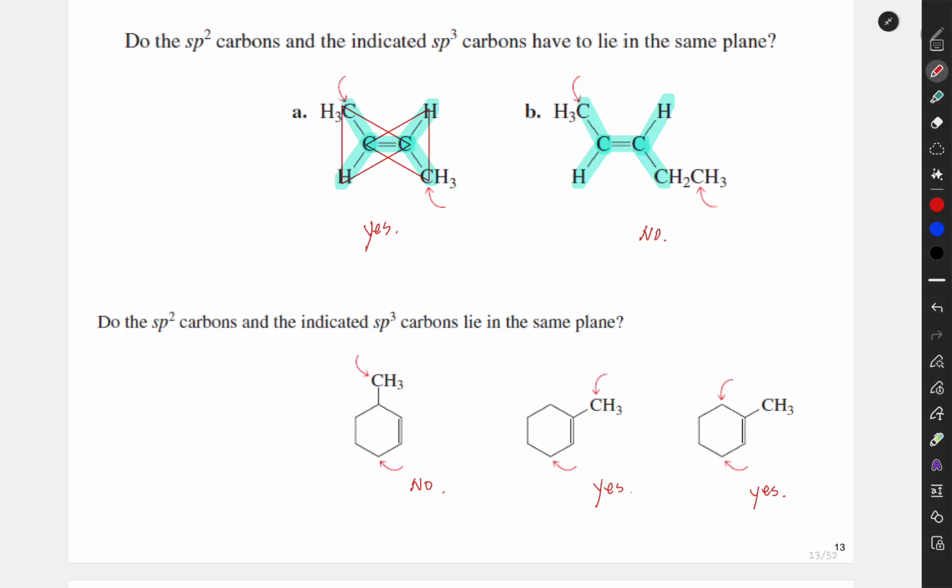do the same thing for B. This carbon is your central element for the sp2 hybridization. So you can then draw the triangle like this. And all these elements have to be in the same plane, but not necessarily this carbon. So the answer is no for B. The answer is yes for A. For the bottom one, do the same thing.